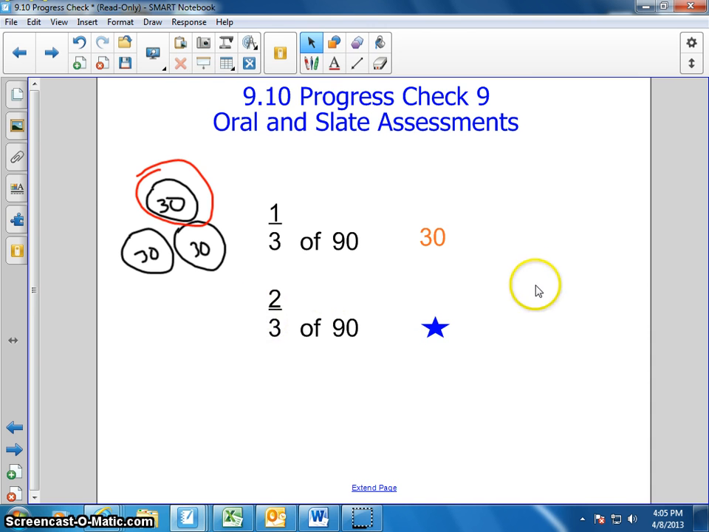Why don't you try the next one on your own? And this one's pretty easy. This one would just be 2 groups, or 2/3 of 90. So, that would be 60.